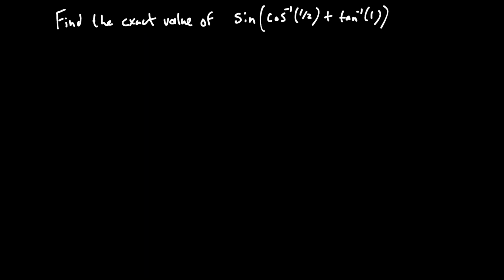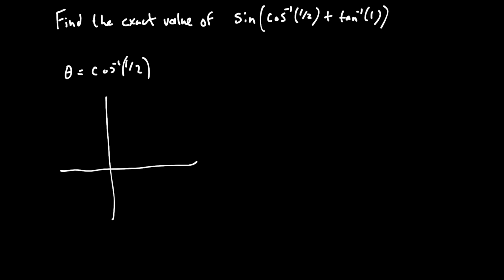Let's look at one more example. We want to find the exact value of sine evaluated at these inverse trig functions. Again, we can set theta equal to cosine inverse of 1/2 and construct a right triangle associated with this. This is a right triangle whose angle is theta, whose adjacent side is 1, and whose hypotenuse is 2. Since we know two sides, the remaining side is the square root of 3, which means this is a 30, 60, 90 triangle, and theta is equal to 60 degrees.